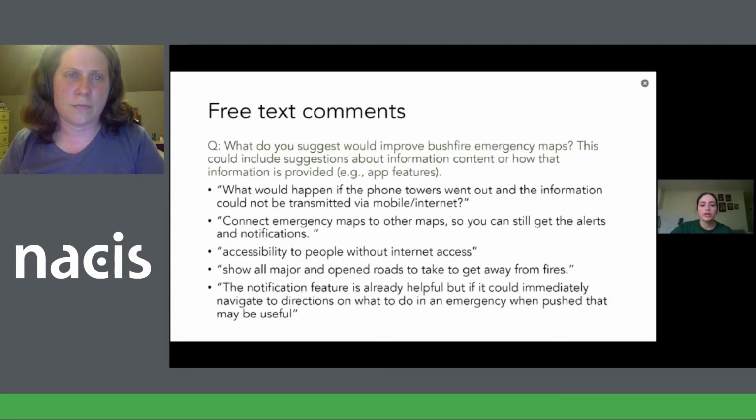Some of the free text comments that we received from the question, what do you suggest would improve bushfire emergency apps, include some interesting ones. The last one there: the notification feature is already helpful, but if it could immediately navigate to directions on what to do in an emergency when pushed, that would be helpful. That's somewhat similar to someone suggesting that they show all major and open roads to take to get away from fires. And then there were a few comments about internet access, so people worried about how they would use the app if there was no internet access.